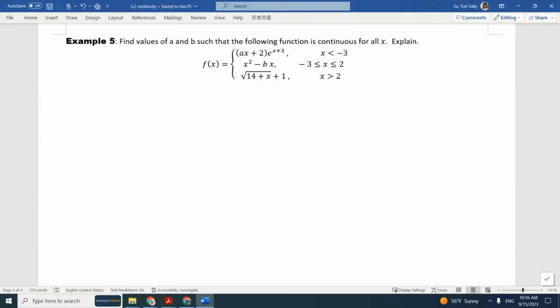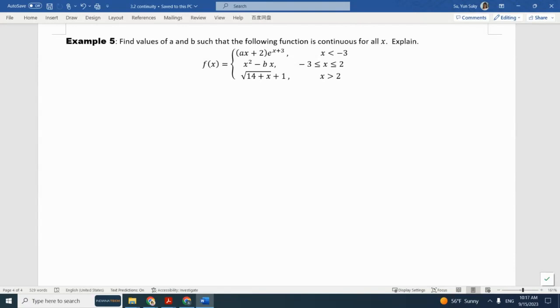So that's why here they meet at -3 and they meet at 2, right? So we want to make sure for -3, the left side of the limit and the right side of the limit match, right? And you also make sure for 2, x equals 2, the left side of the limit and the right side of the limit match. So those are the two things we check. Okay?